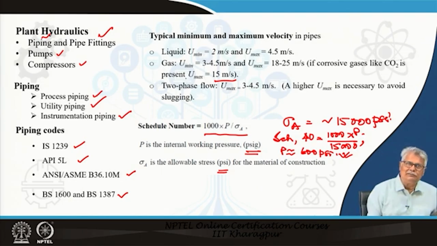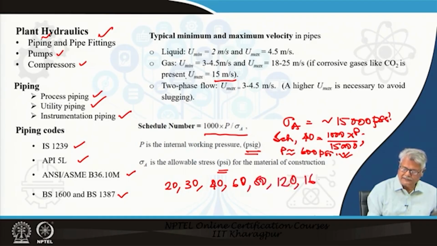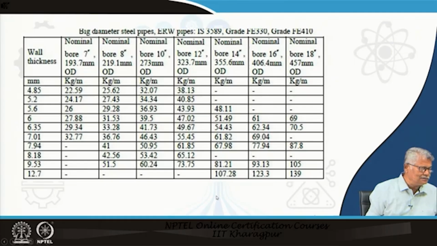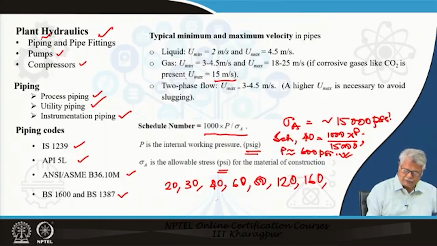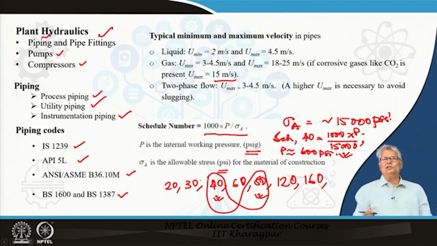The typical commercially available schedule numbers can be 20, 30, 40, 60, 80, 120, 160, sometimes 180 even. The most common schedule numbers which are used are 40 and 80. So, these are the most common two schedule numbers. You will notice one thing, and it is obvious also, for the same material, if you go for larger pressure that has to be withstood, that means that your working pressure is high, your wall thickness would go up.